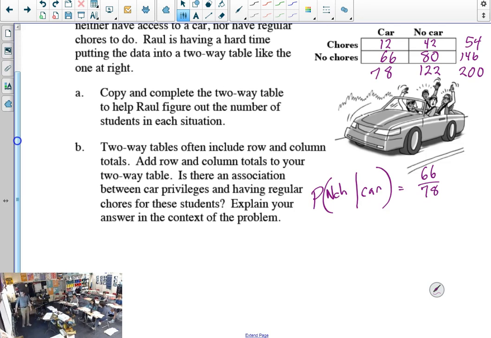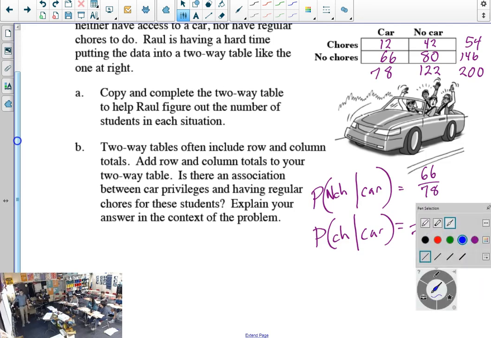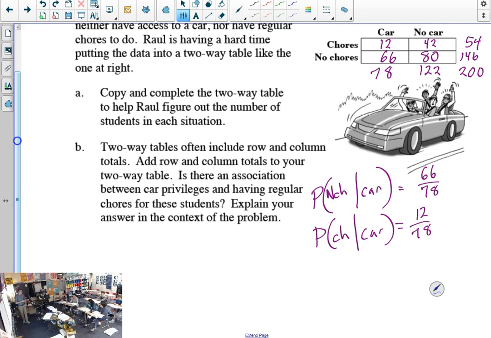If we look at the complements, just to get things down here, the probability of having chores, given that you have a car, is only 12/78. That's pretty low. I'm not sure that's exactly accurate, because shouldn't you be looking at the probability of having a car given that you do chores? So you're saying set it up as probability of car given chores, and then also compare it to probability of car given no chores.